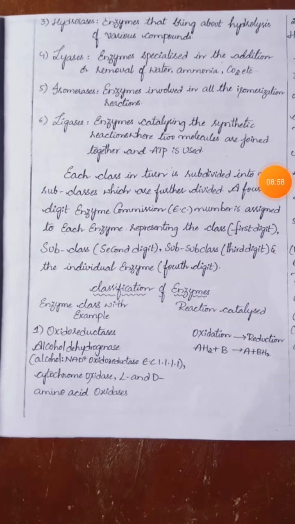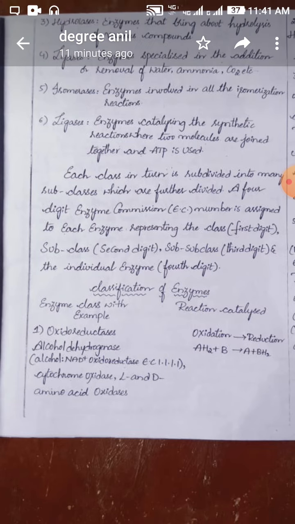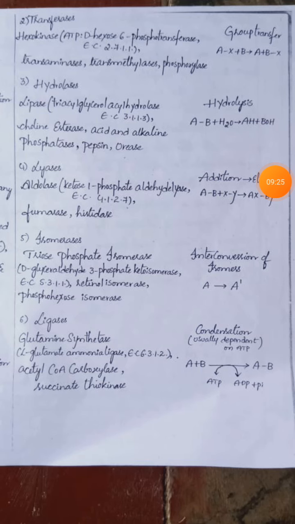Examples are alcohol dehydrogenase, cytochrome oxidase, and L and D amino acid oxidases. And next one, transferases. These enzymes are involved in the transfer of specific functional groups from one compound to another compound. The best example is the transaminases. Transaminases are the best example for transferase enzymes. Next one, hydrolases. These enzymes are involved in hydrolysis reactions, like adding a water molecule. Examples are lipases, cholinesterases, acid and alkaline phosphatases, etc.